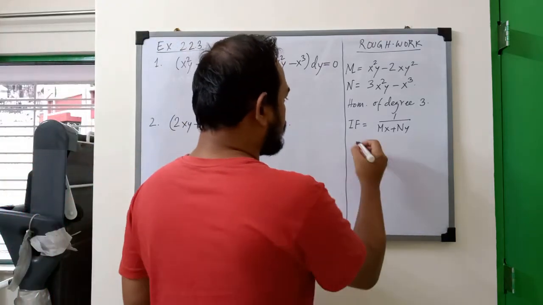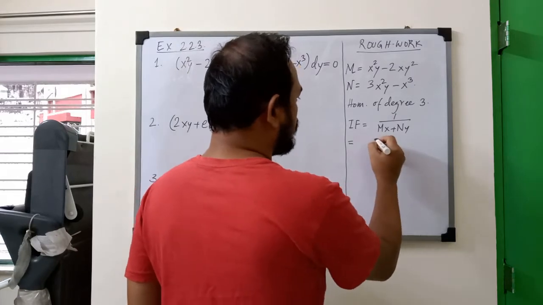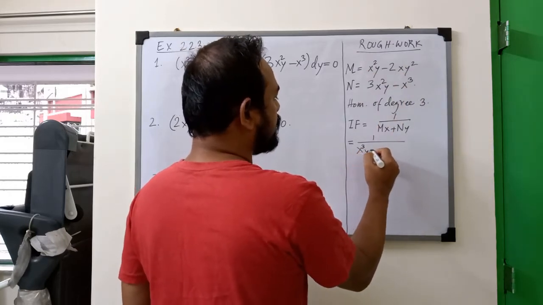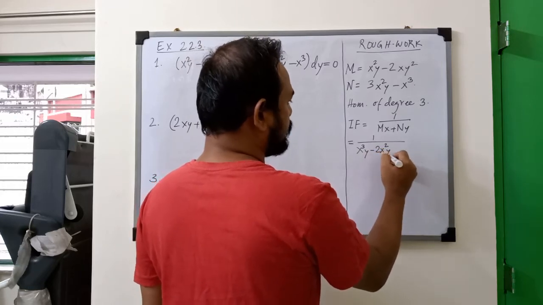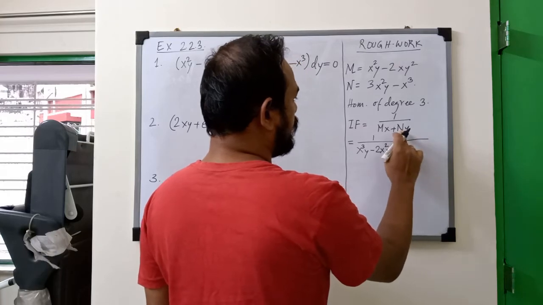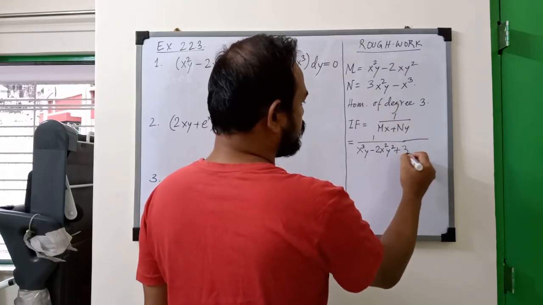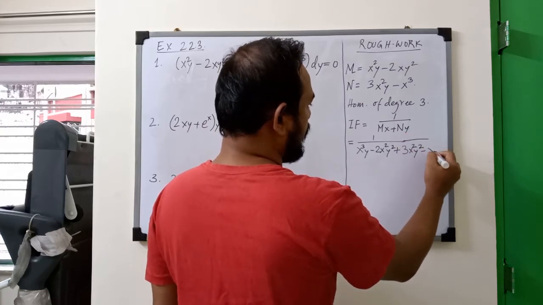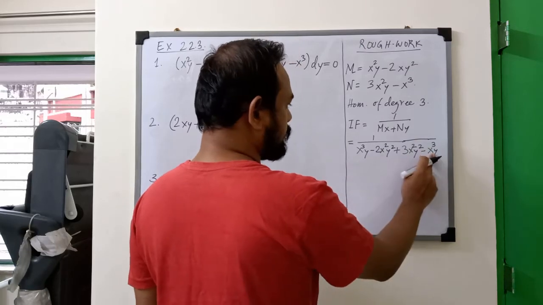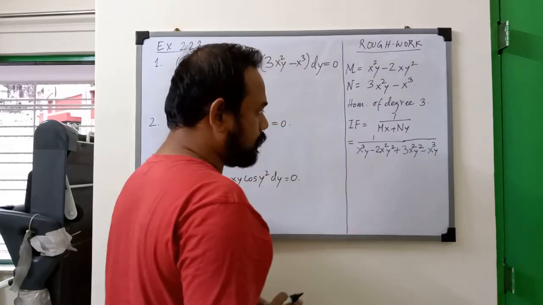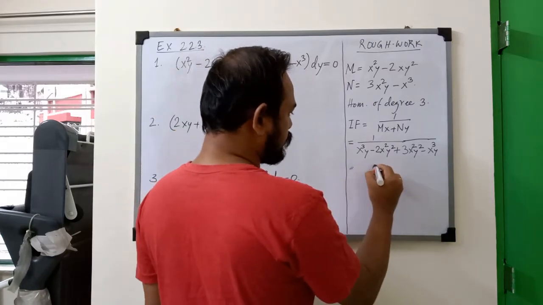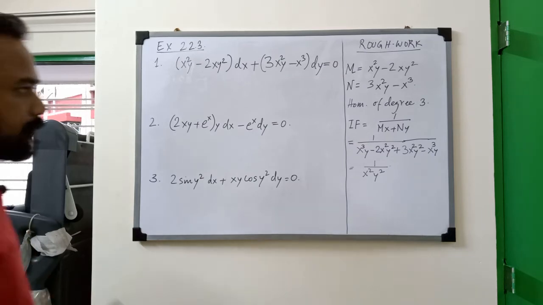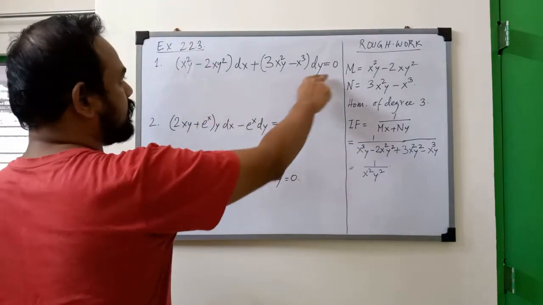So if you just calculate this expression, this comes out to be 1 over, you multiply x with M, so what you get is x cubed y minus 2x squared y squared, and then you add y multiplied with N, so that is 3x squared y squared, and then a minus x cubed y. So these two extreme terms will cancel. These two will add to give you one quantity of x squared y squared. So that is just 1 over x squared y squared. That's the integrating factor.